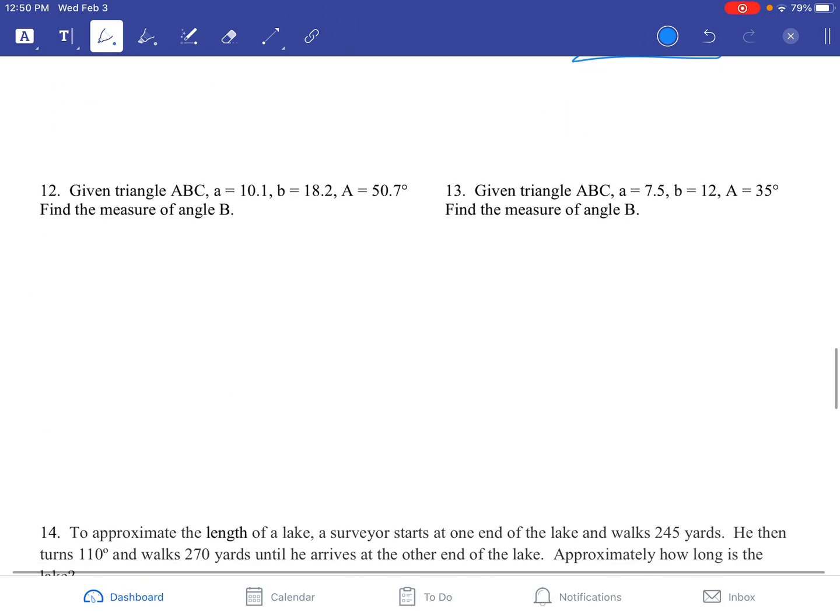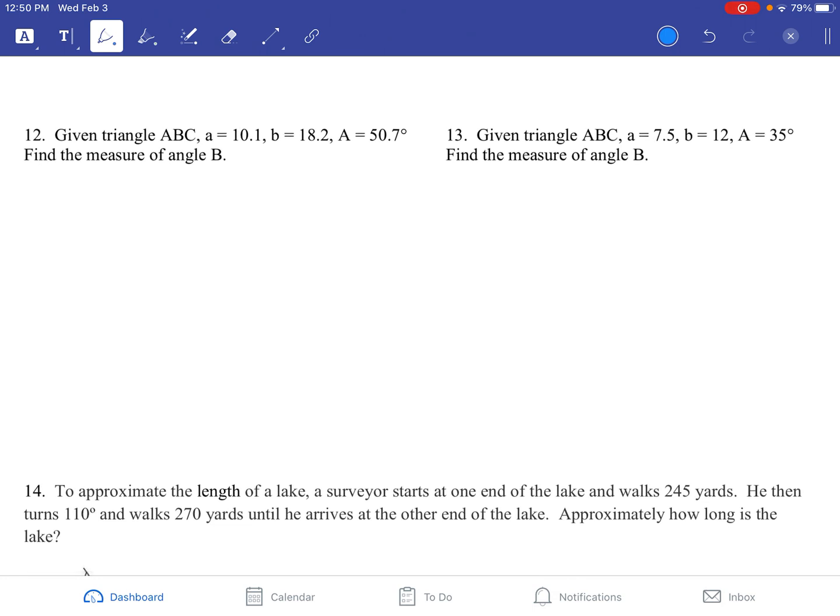Number 12. Again, I have a pair. I have side A, side B, and angle A. Because these two are corresponding sides and angles, I know I'm going to again use the law of sines. So I have the sine of 50.7 over 10.1. And I have the sine of B over 18.2. Okay, so I have 18.2 times the sine of 50.7. I'm going to divide that by 10.1.